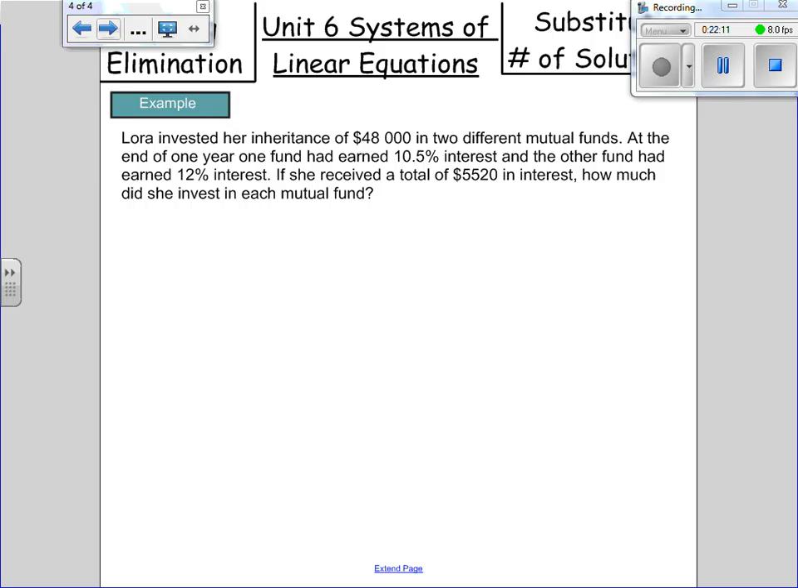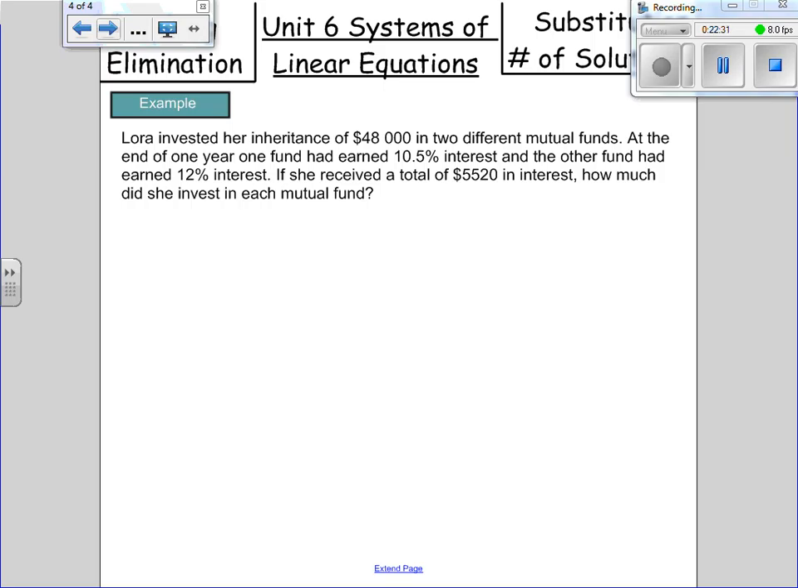If she received a total of $5,520 in interest, how much did she invest in each mutual fund? So this is a complex question. Very complex. Let's break it down slowly.